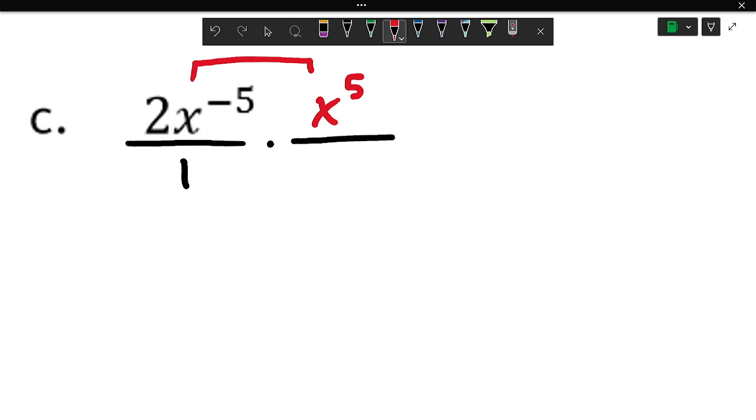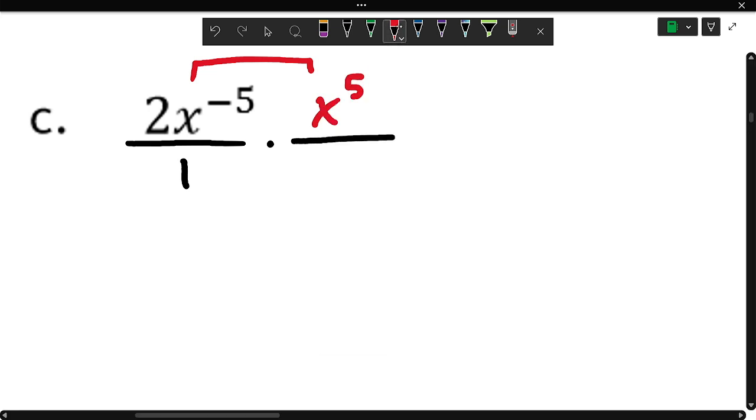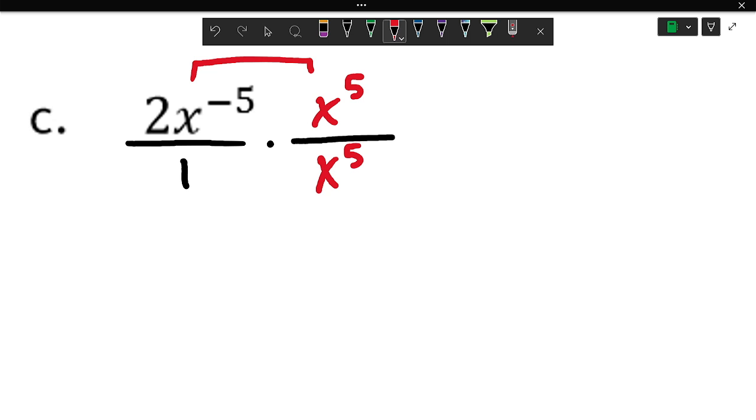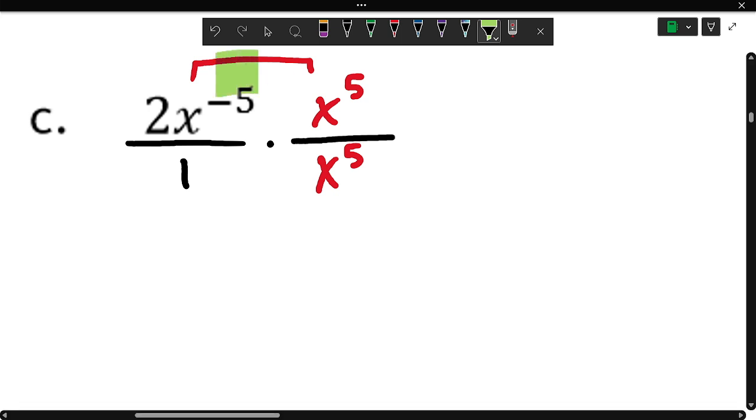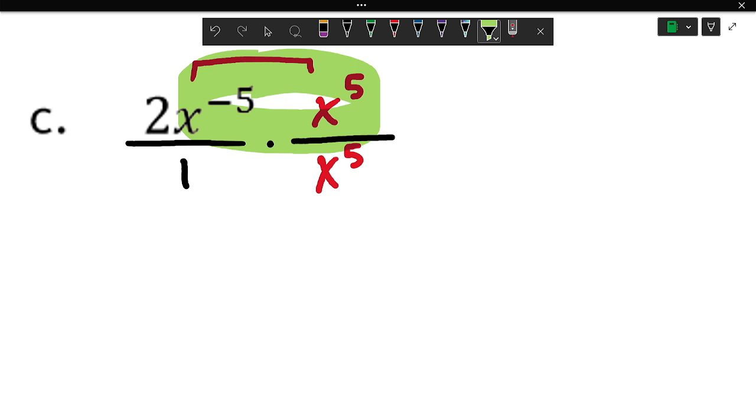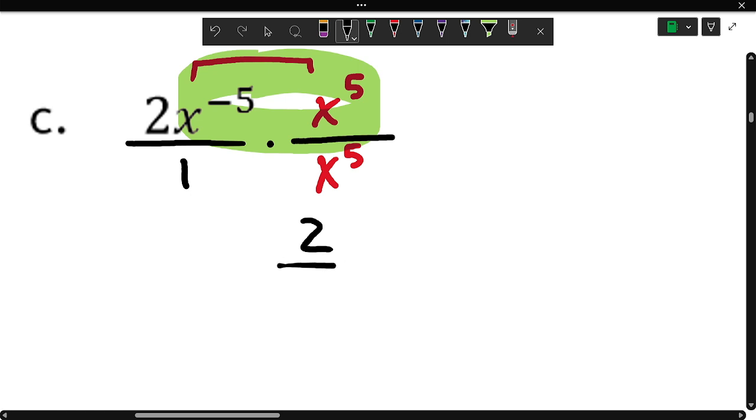Now I can't leave it there, right? I have to match that and put 5 factors of x in the denominator here. So again, I can always multiply by 1. That's exactly what I'm doing. When I multiply by 1, in this case, this becomes the number 1, right? So that's 2 times 1 in my numerator, and in my denominator, I have x to the 5th. So my final answer would be 2 over x to the 5th power.